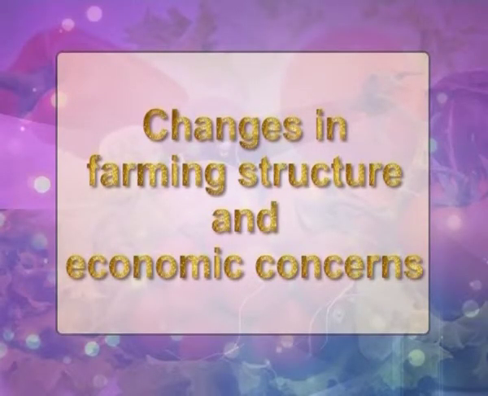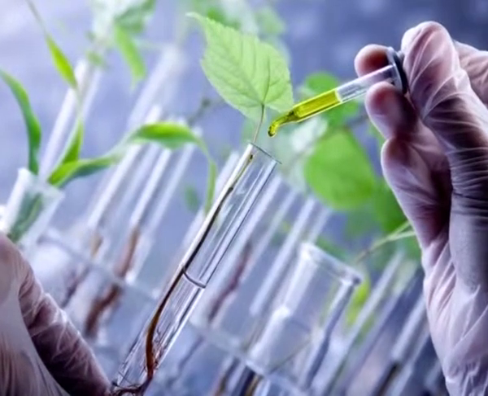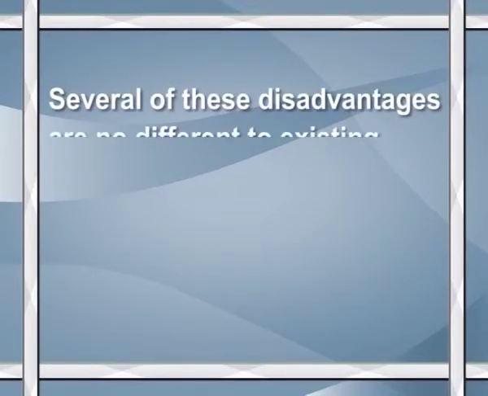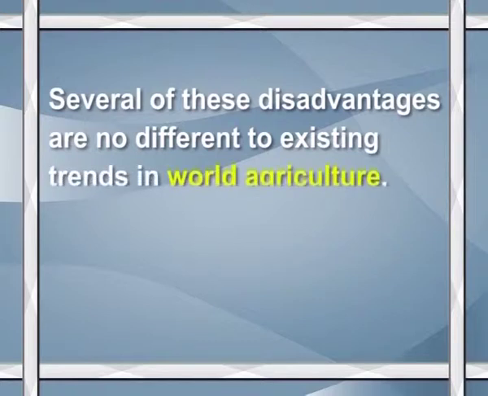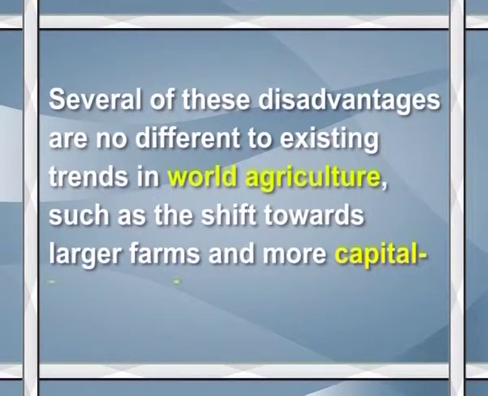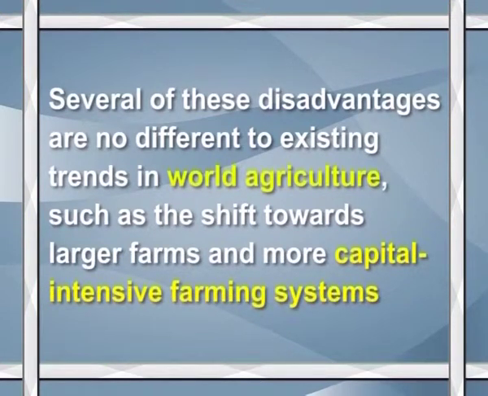The third one, changes in farming structure and economic concerns. GM food based biotechnology has the potential to affect world agriculture dramatically. Although great benefits may come, it has been suggested that there might also be accompanying disadvantages. Several of these disadvantages are no different to existing trends in world agriculture, such as the shift towards larger farms and more capital intensive farming systems.